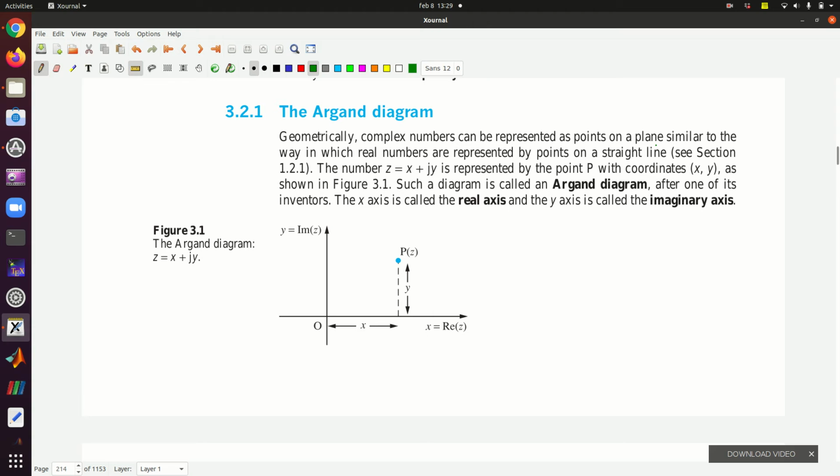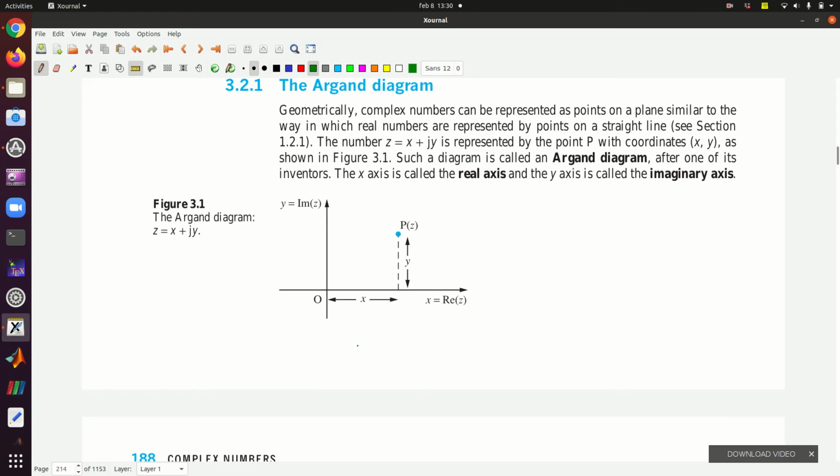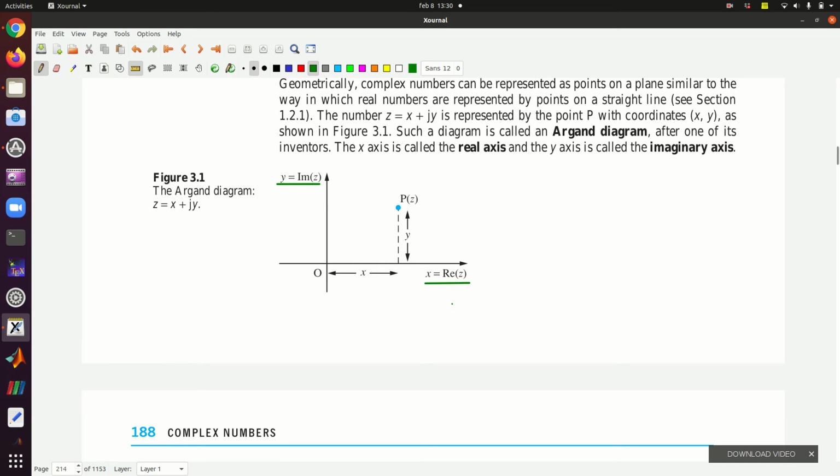So we can represent this on an Argand diagram here geometrically. And it's just like the way we have been plotting on the coordinate axis. So the vertical scale is for the imaginary part, and then the horizontal scale here is where we represent the real part. Okay.